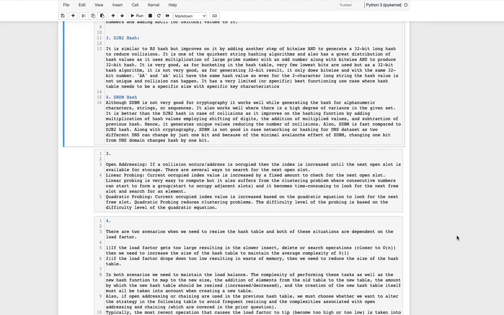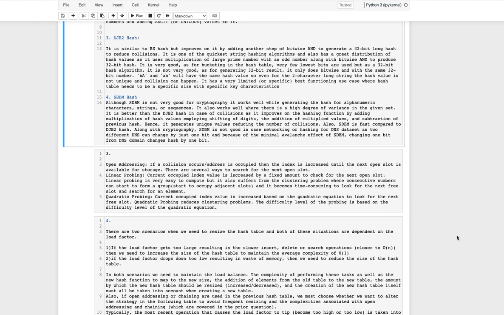Linear probing is very easy to compute, but it also suffers from the clustering problem, where consecutive numbers can start to form a group, occupying adjacent slots, and it becomes time consuming to look for the next free slot and search for an element.